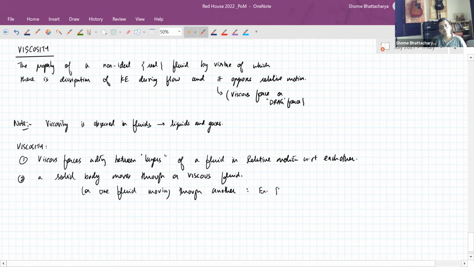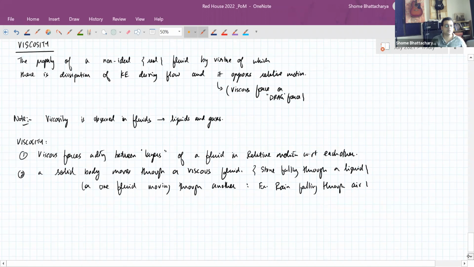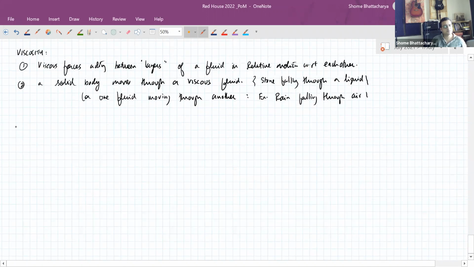The example of that being rain falling through atmospheric air. Whereas an example of the above one is, let's say, any stone falling through a liquid. You'll actually experience, in addition to gravity, two other forces, buoyant force as well as viscous force. So these are the two situations in which we observe viscosity. We'll start with the first situation.